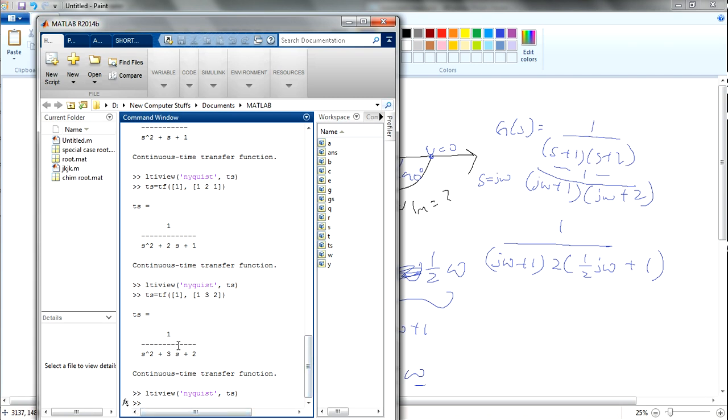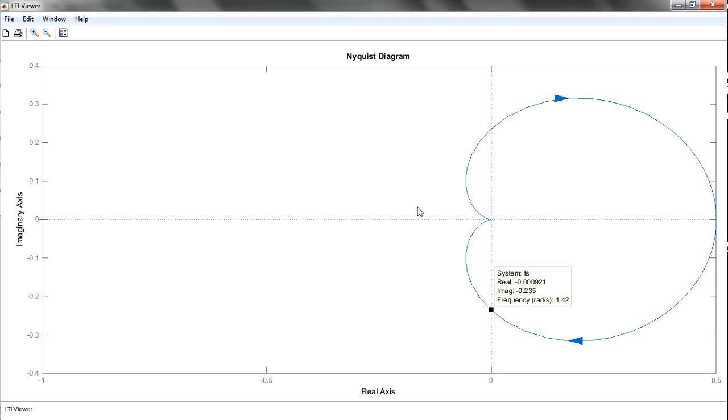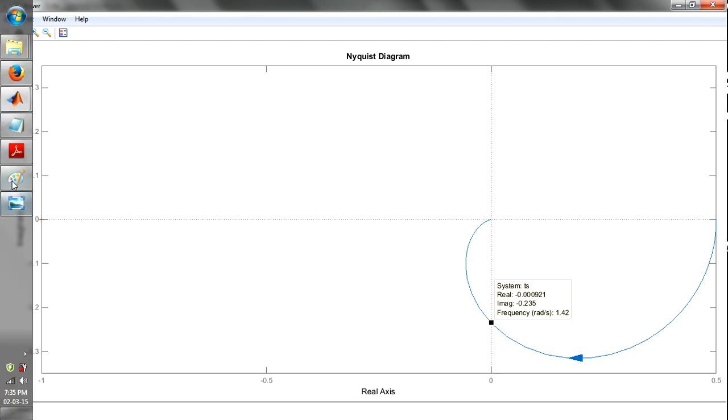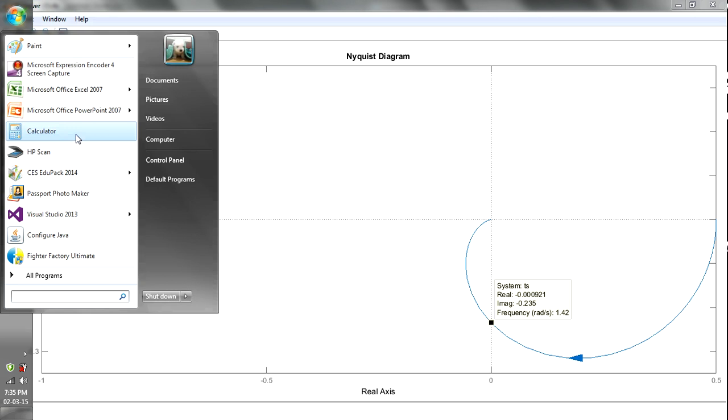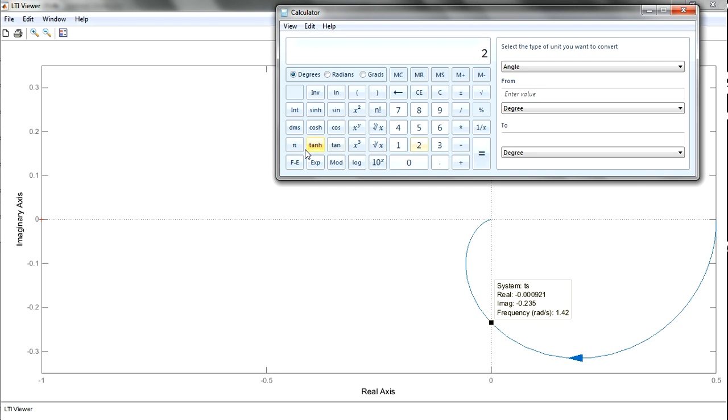So it's over here. If I run the Nyquist plot, I will have this plot. In terms of positive, as you can see, when the real part is 0, it's at this point, and imaginary is this value. I haven't proved it yet. However, the frequency is 1.42. 1.42 is actually square root 2. If you take a look, where's my square root? Where the hell is my square root?